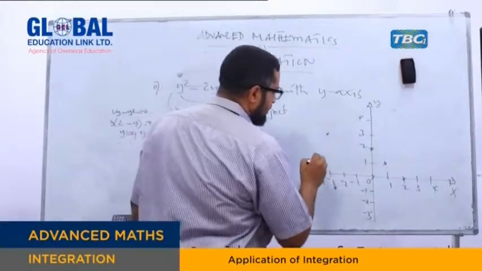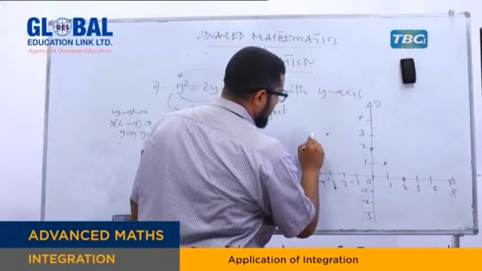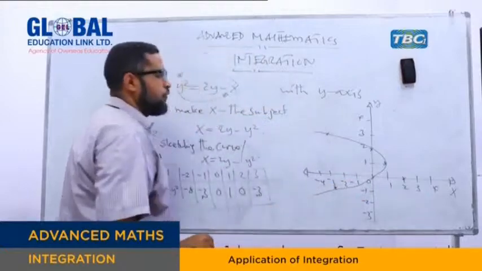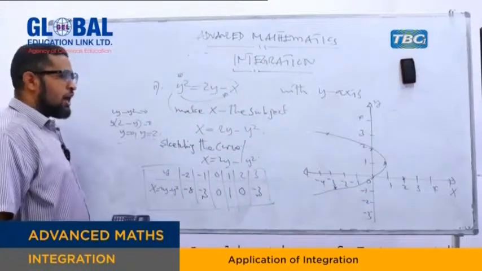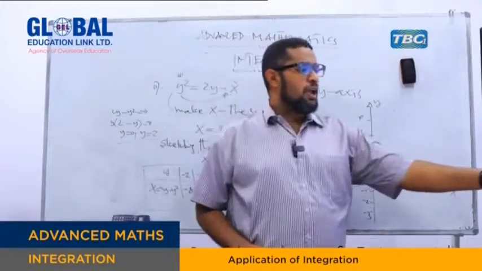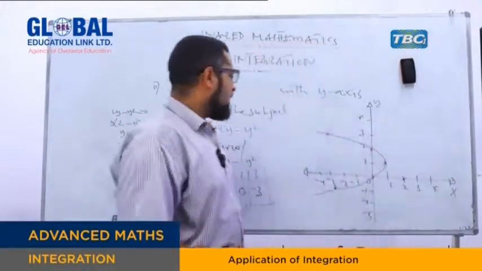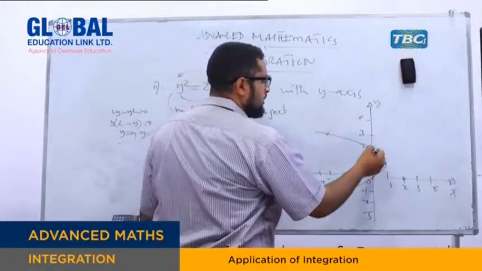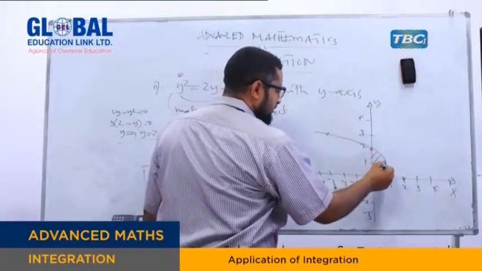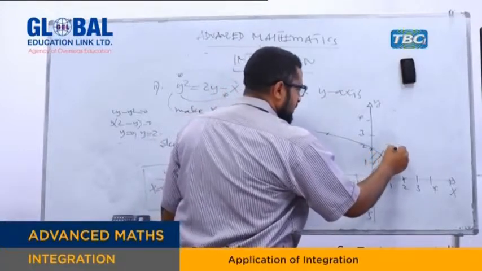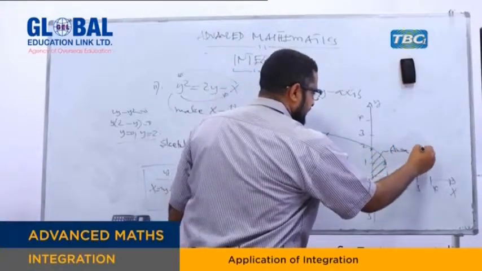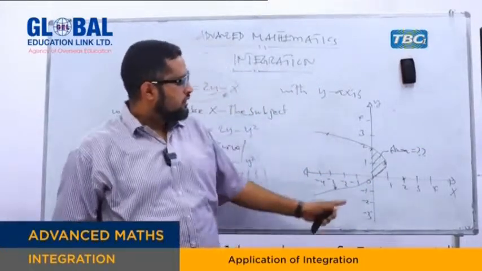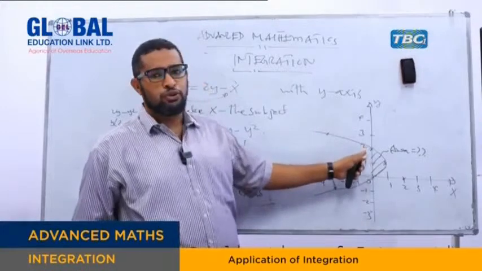Now, joining the points, you'll be having such kind of a graph. But we are asked the area bounded by the curve and the y-axis. So this is the y-axis, so the region that you're supposed to find is this part. This is the required area. Now, do you see from which limit you are going to integrate? It is from 0 up to 2.